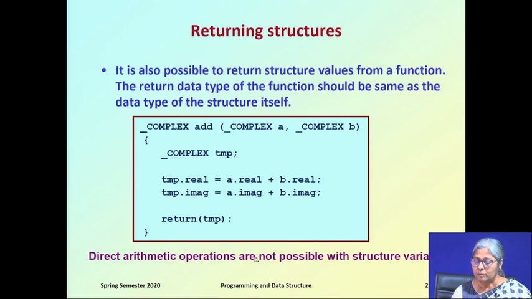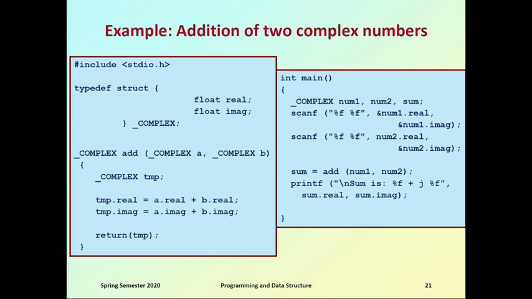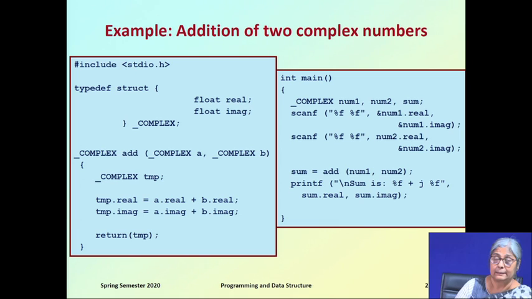So, direct arithmetic operations are not possible with structure variables, so we see how we can do the addition. This is the addition of two complex numbers. We define a structure as a new data type, complex, because we want to add complex numbers, with float real and float imaginary as the two members.